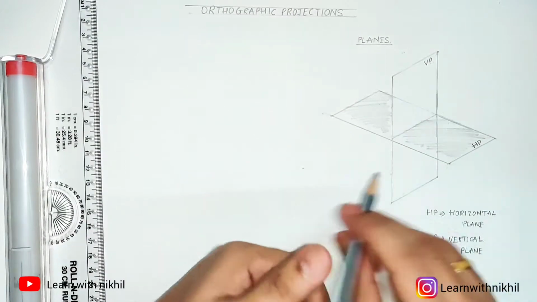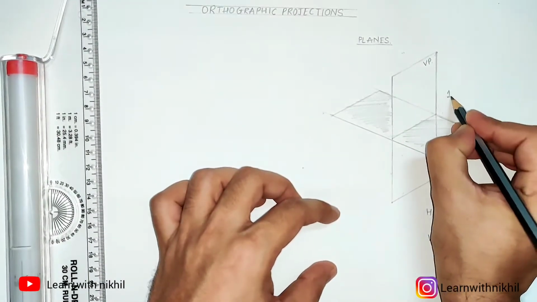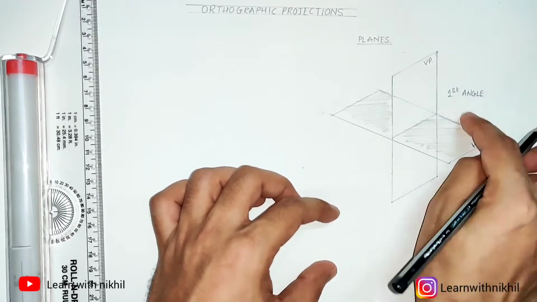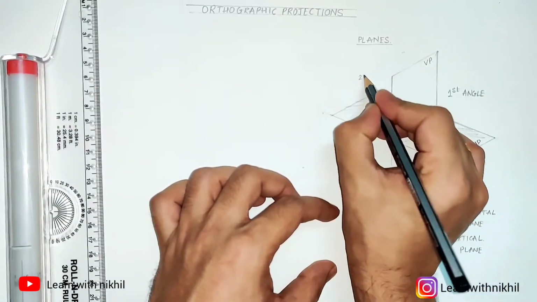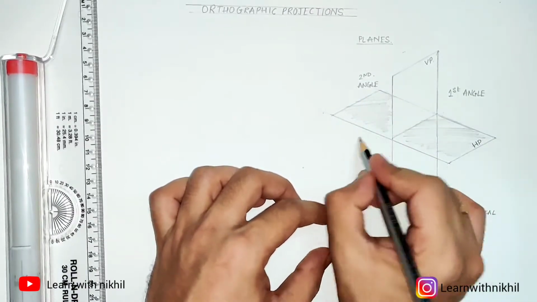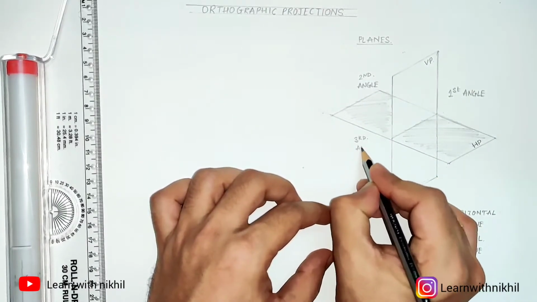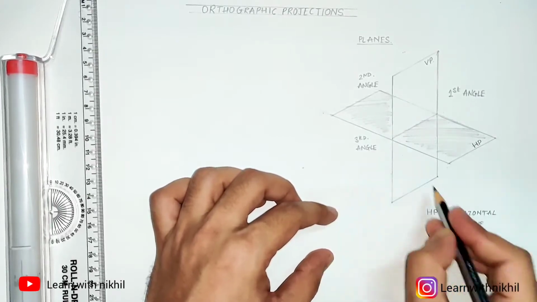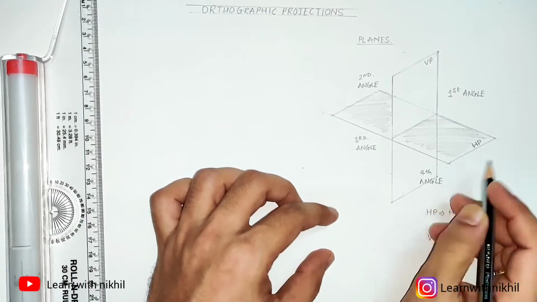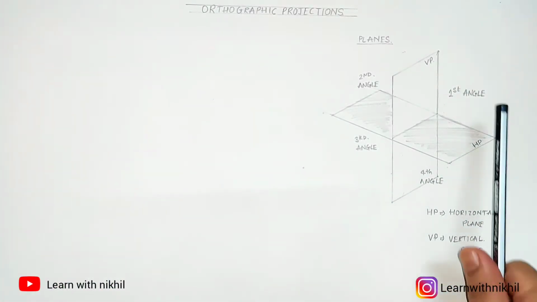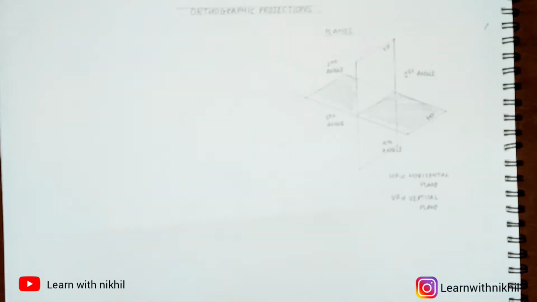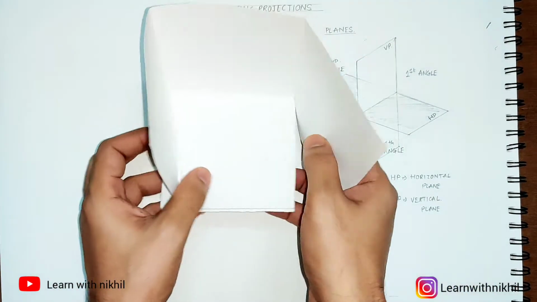This part is called the first quadrant. This is the second quadrant, also called the second angle. The third quadrant, or the third angle. The fourth quadrant, or the fourth angle. So in total we have four angles. Now we'll study the first angle and third angle method.